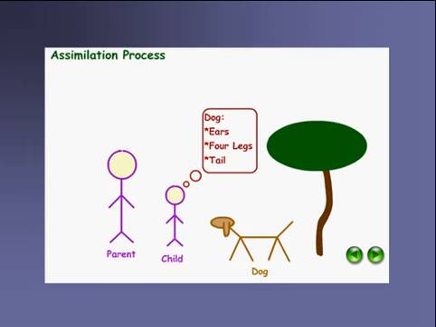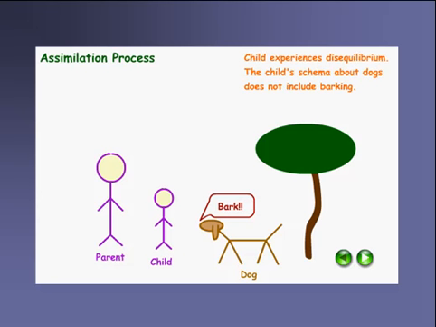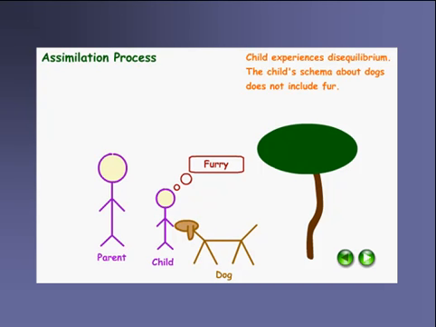The child looks at the dog, compares it to the initial schema that they formed. Well, it's got ears, it's got 4 legs, it's got a tail. That seems to be what I know a dog to be. Then it barks. That's new information. The child didn't know that yet about dogs, so he experiences disequilibrium.